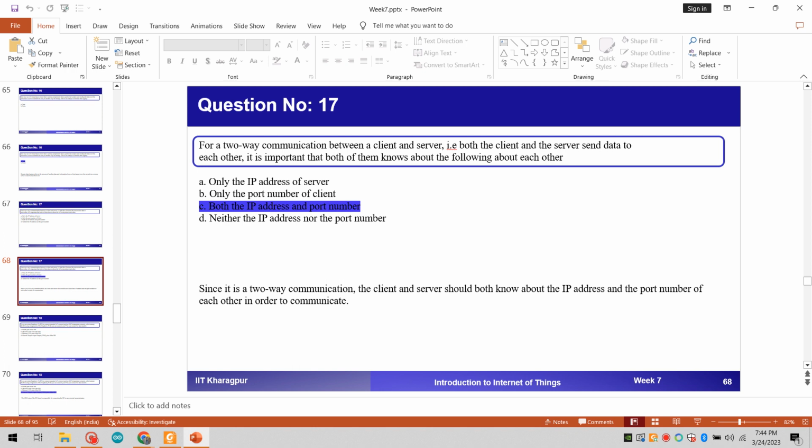Right. Basically here it is mentioned that there is a client and server. So client and server means you are using socket programming. Fine.